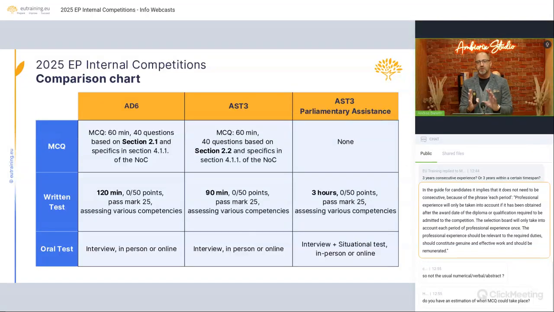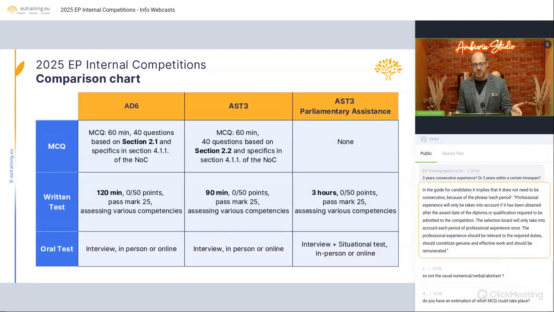The comparison chart. So we put this chart for reference. I trust that it's helpful for the different components. You have the AD6 and AST3 and the AST3 parliamentary assistants. As a note, the AD6, that's for both the finance and the HR profile. The middle AST3 is also finance and HR profile. And then the third one is a standalone.